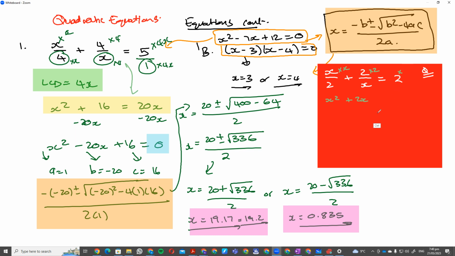Okay. If I multiply that carefully, x times x gets me x squared plus that's supposed to be 4.